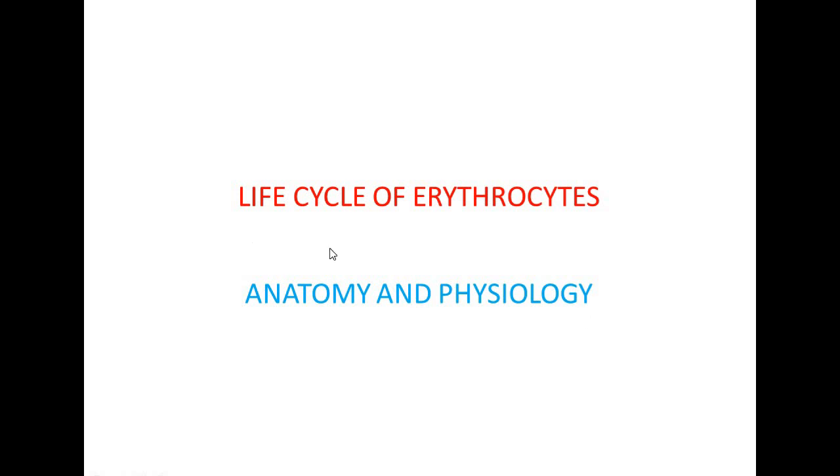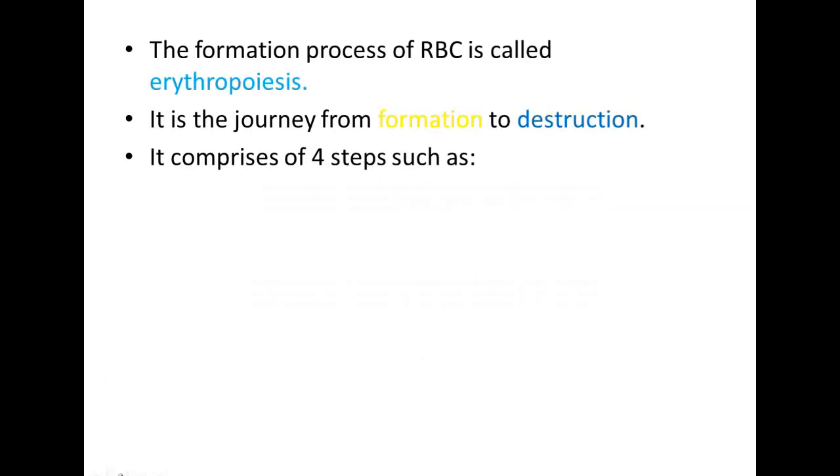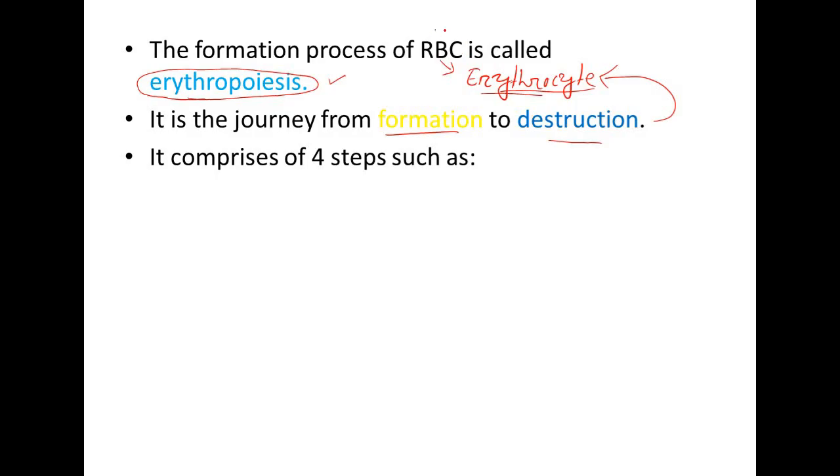Hello, you can see today's topic, that is life cycle of erythrocytes, is the topic from anatomy and physiology. Here, the formation of RBC is called erythropoiesis. Other name of RBC is erythrocyte. So its manufacturing or formation is called as erythropoiesis. It is the journey from formation and destruction of erythrocytes or RBC.